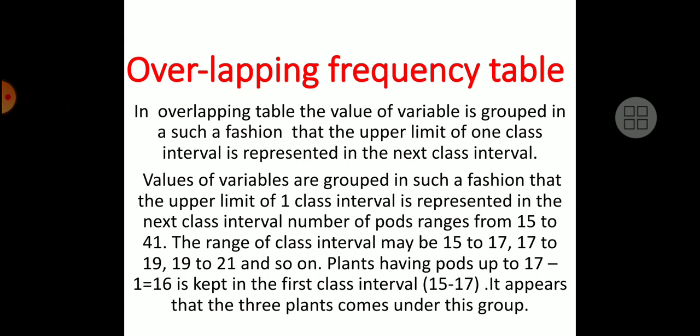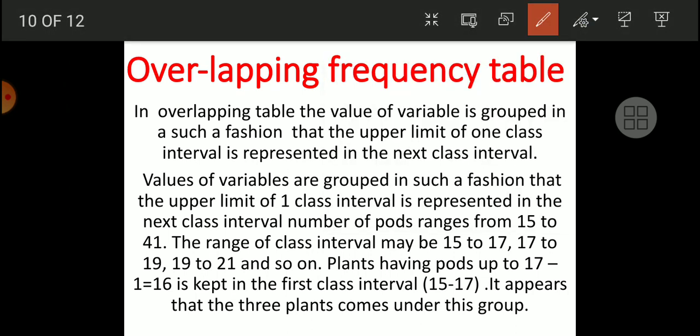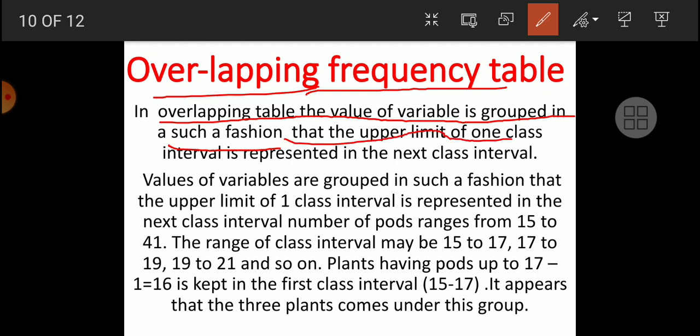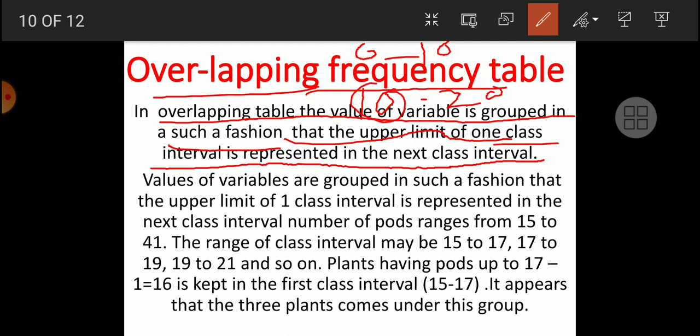In an overlapping table, overlapping is simply nothing but one above the other. In an overlapping frequency table, the values of the variable are grouped in such a manner that the upper limit of one class interval is represented in the next class interval. For example, समजा आपण जर क्लास असा दिला 0 to 10, तर पुन्हा 10 to 20, आता वरती 10 असताना सुद्धा इथं आपण दुसऱ्या क्लासमध्ये 10 घेतलं. That is the overlap. मग इथं ओव्हरलॅपिंग दिसते आपल्याला.